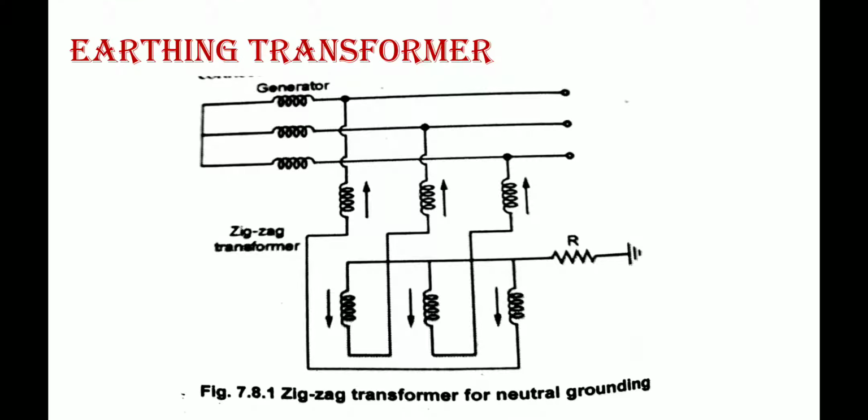The first thing is the earthing transformer. So basically we need to understand what an earthing transformer is. The earthing or grounding transformer is used in order to provide a path to an ungrounded system, or in case the system neutral is not available for some reason.